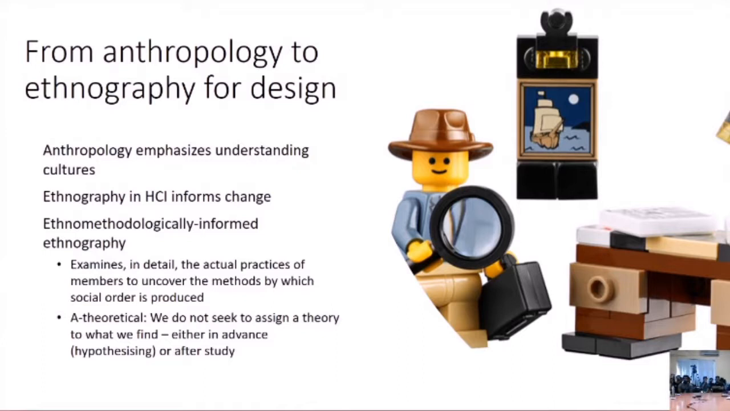And the reason for this is it examines in detail the actual practices of members, that's people in society, what they actually use, and the aim is to uncover the methods by which the social order is produced. So we don't assume there's this social order that exists, much as sociologists do. We assume that it's produced in all our daily interactions. So we try and understand what it is people are doing in micro detail. And that actually turns out to be very, very useful for design. We try to understand what it takes to accomplish the work from the perspective of those doing it.